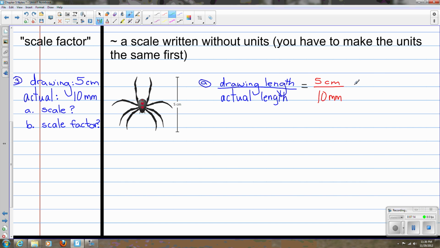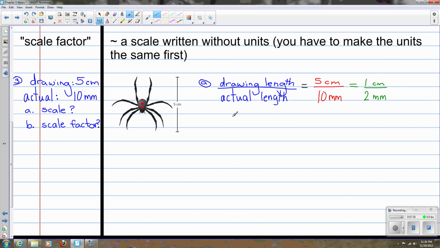So we know that we never give a fractional answer without simplifying. So we have to look at that. And 5 and 10 are both divisible by 5. So 5 divided by 5 is 1 centimeter. And 10 divided by 5 is 2 millimeters. So 1 over 2 is simplified.